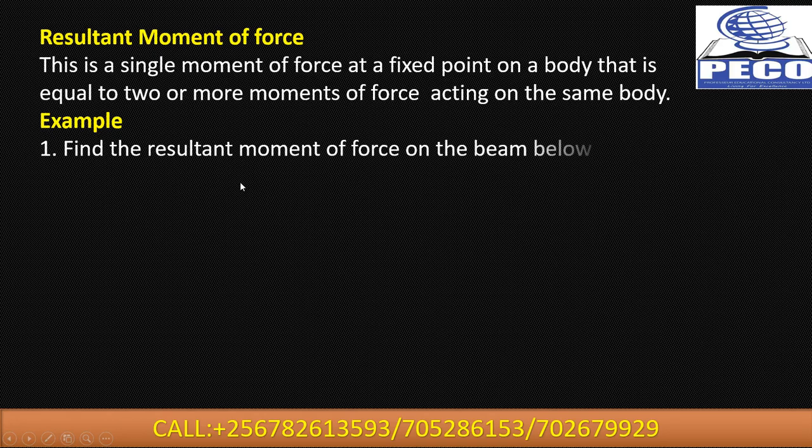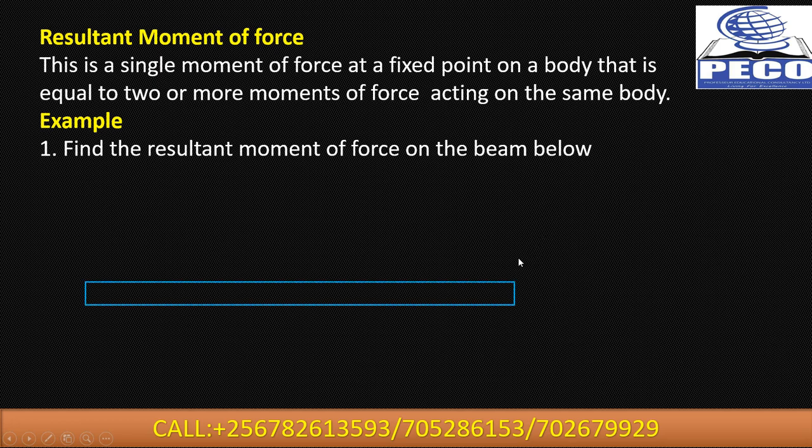This example here: find the resultant moment of force on the beam below. Now we're going to have a diagram drawn. Have a beam being drawn here, and it is pivoted at that point.